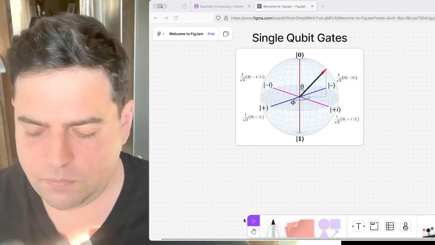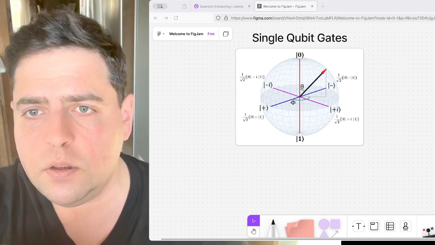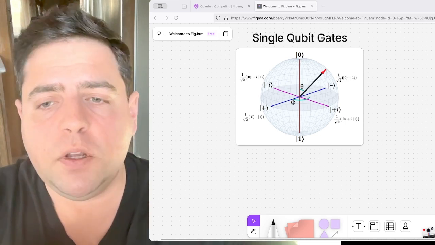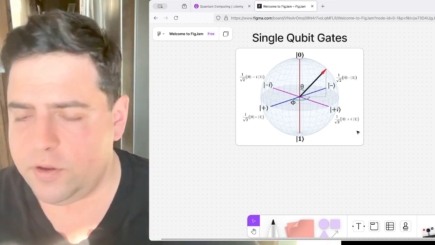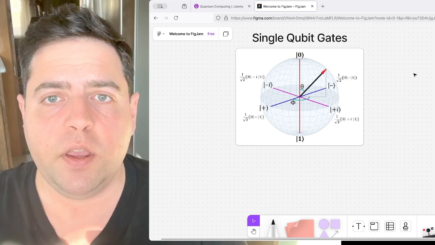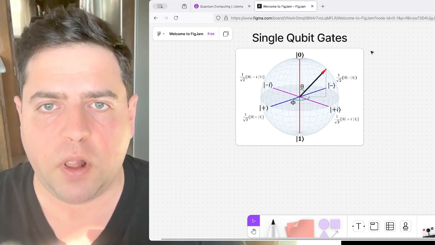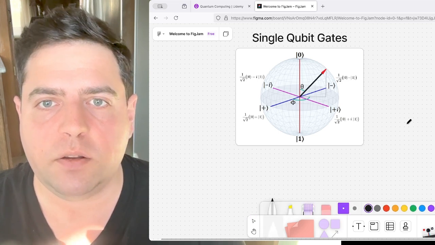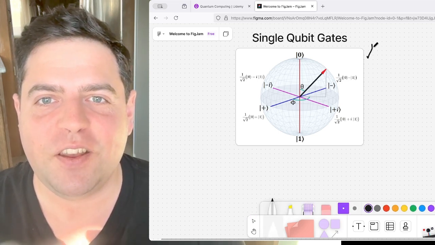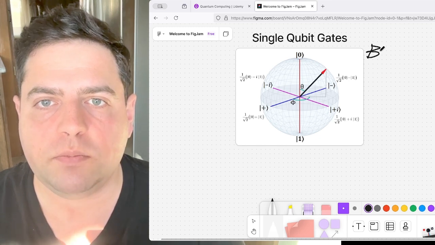Let's see here. Find my Figma. Right. And you'll see here, if you recall, this guy here is called the Bloch sphere. No, that. Thank you. The Bloch sphere, right? Sorry, I'm kind of getting used to this thing.